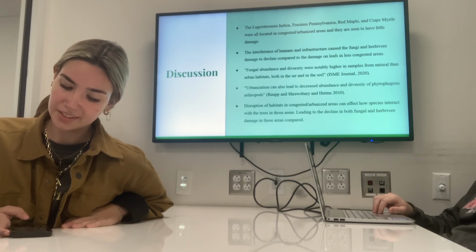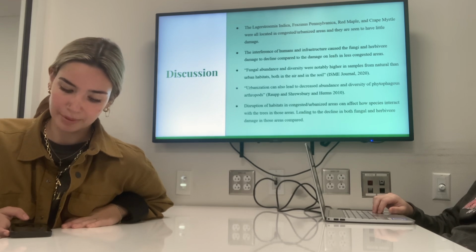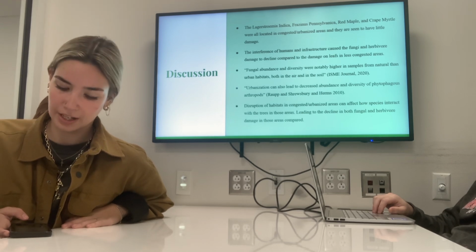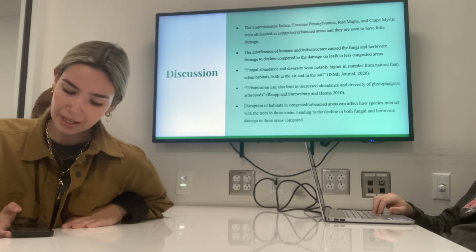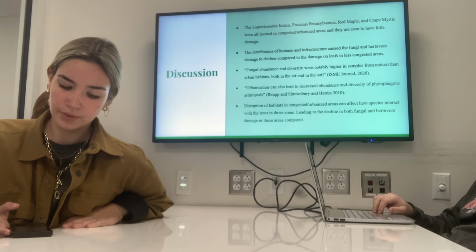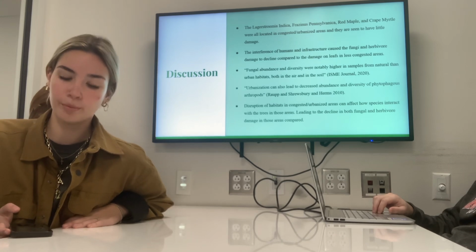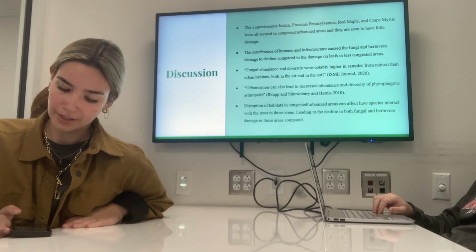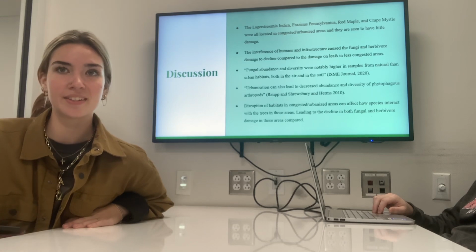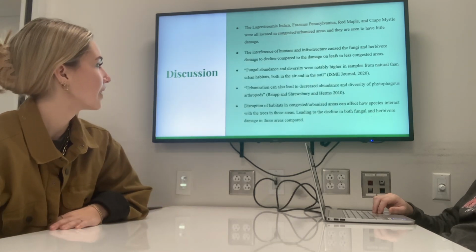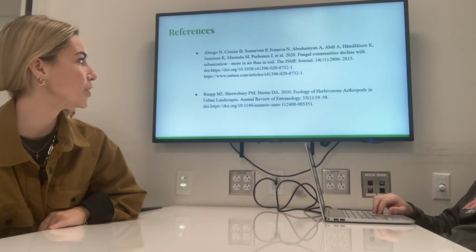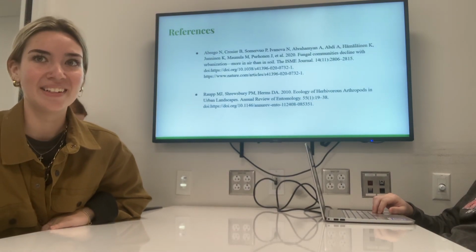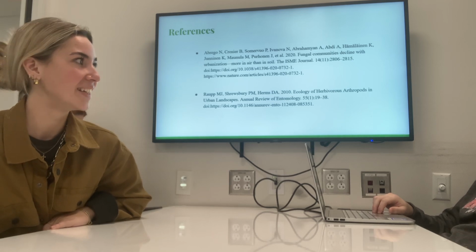Both of these findings conclude that the disruption of the habitats in the congested and urbanized areas can affect how species interact with the trees in those areas. It can lead to a decline in both fungal damage and herbivore damage in those areas compared to the non-congested areas. And next we have our references from 2 different sources, and then that's it.